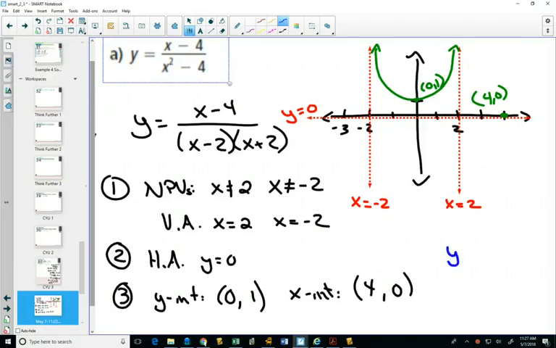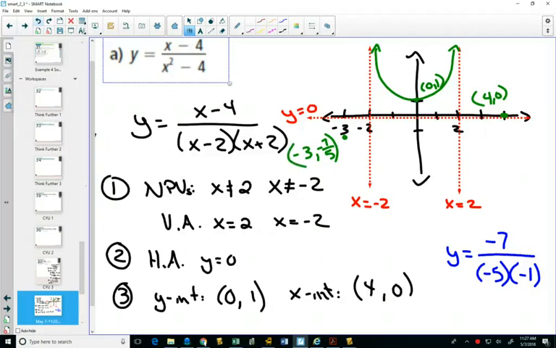If I plug in x equals -3 into my equation, and I'll use the factored one, -3 minus 4 will give me -7 on the top. -3 minus 2 will give me -5, and -3 plus 2 will give me -1. This will simplify to -7/5. So I can plot that point. Oh, it'll be a little bit lower. -3, -7/5. And now that I have that point in that section, I know there's no more x values, and I know that as my graph continues, it will go towards my asymptotes, so that will look like that in that section.